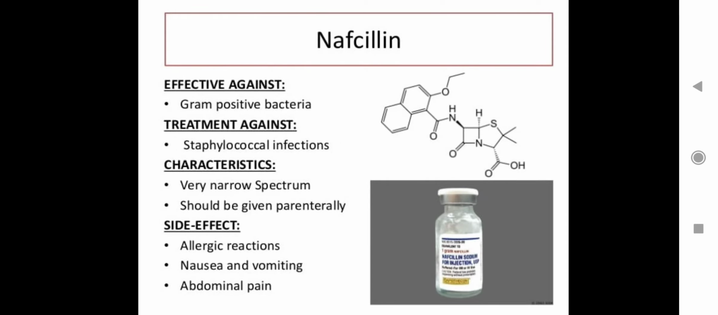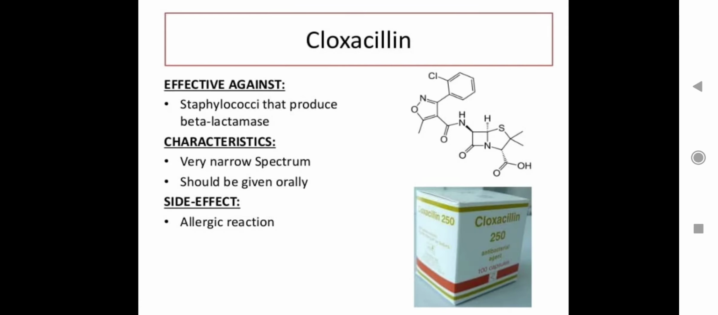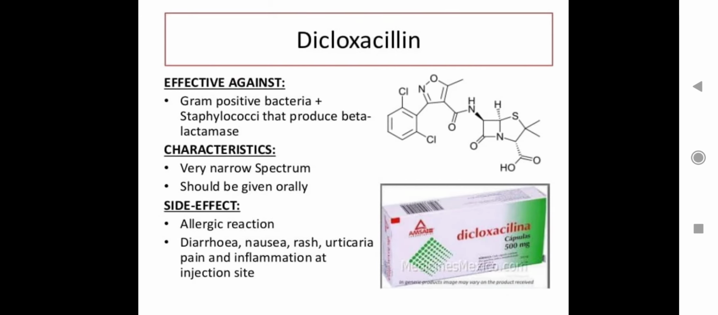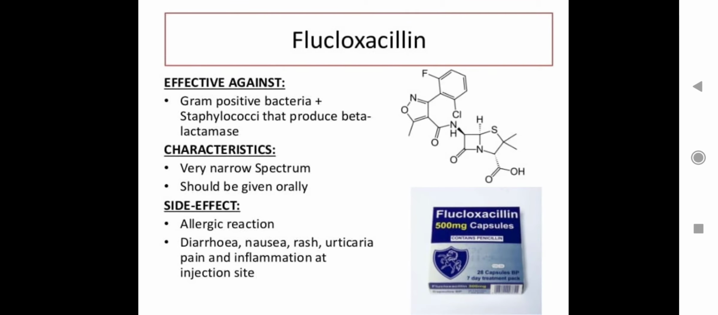Coming to nafcillin, the indications, effectiveness, and mechanism of action are similar to methicillin and oxacillin. Cloxacillin is effective against staphylococci that produce beta lactamase. Very narrow spectrum, should be given orally, and it causes allergic reaction. Dicloxacillin also causes allergic reaction.